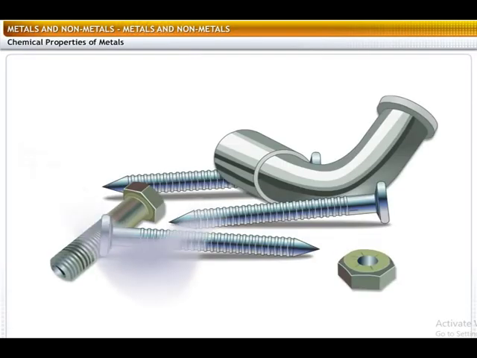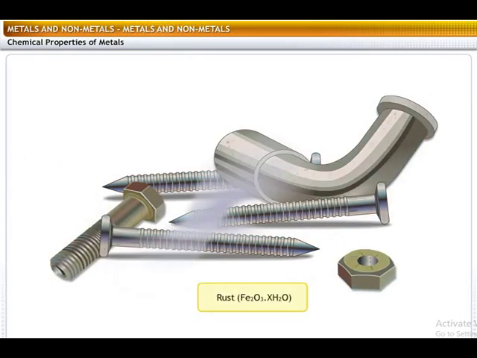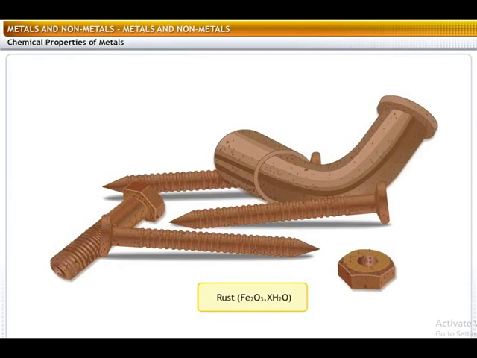Iron rusts because it reacts with moisture to form iron oxide, which is commonly known as rust. Metals react with other elements in a variety of ways. Let's look at some such reactions.